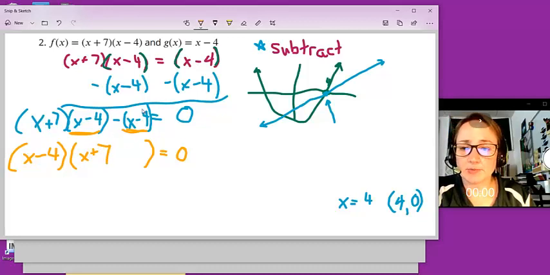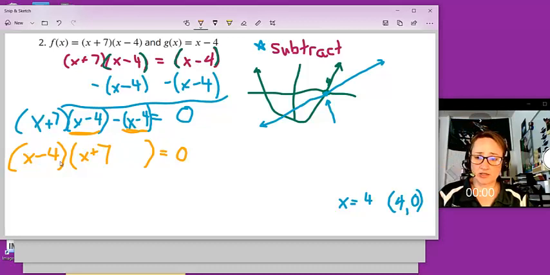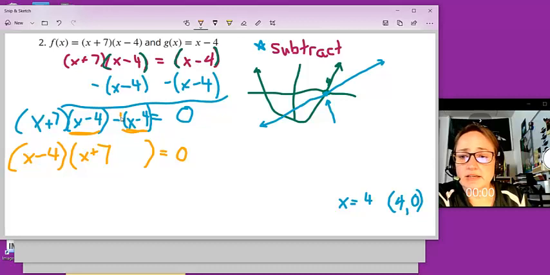Now in my second term here, I have already factored out that x minus 4. It's here in front. So we can think of this like it's got a 1 in front here, right? Minus 1 times x minus 4, that term. So the only thing that it's multiplying against in the second term here is a negative 1, or a minus 1.